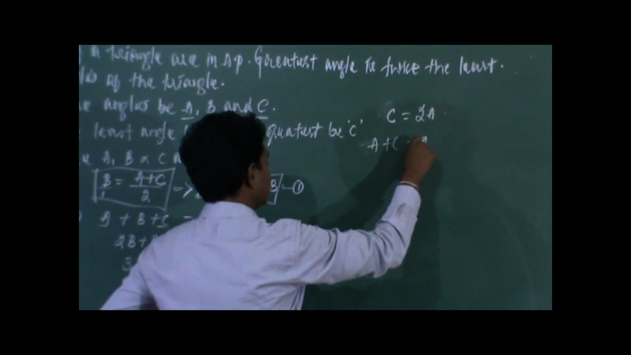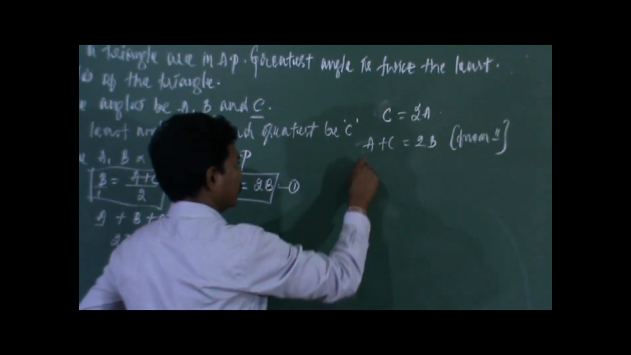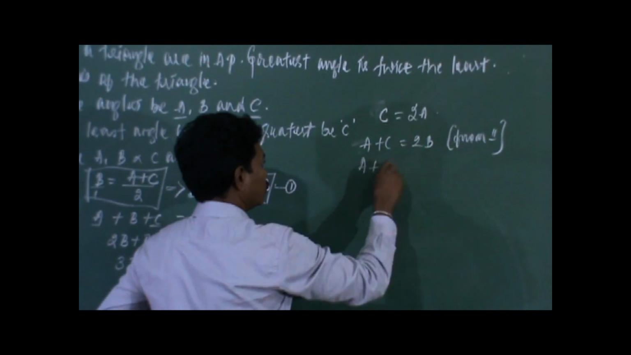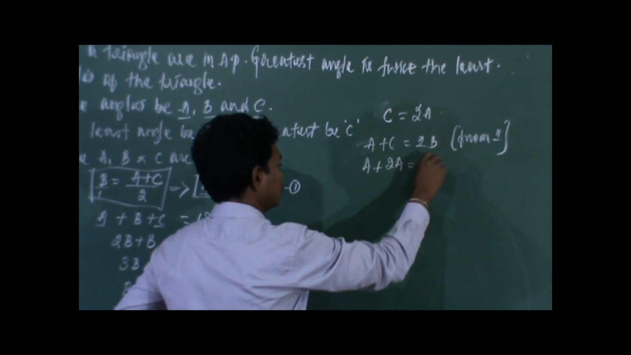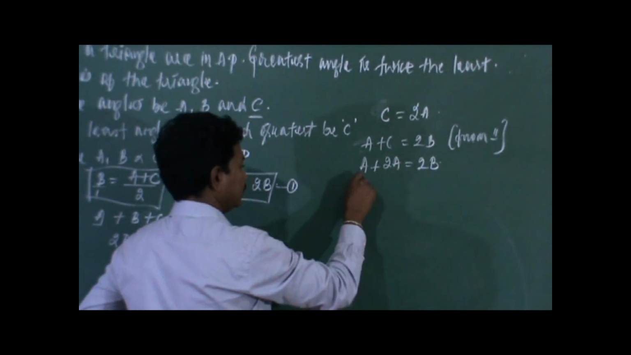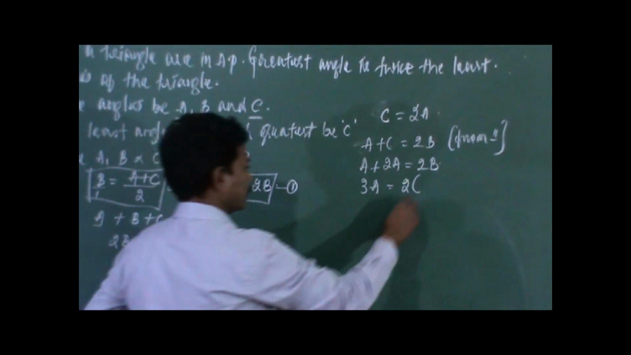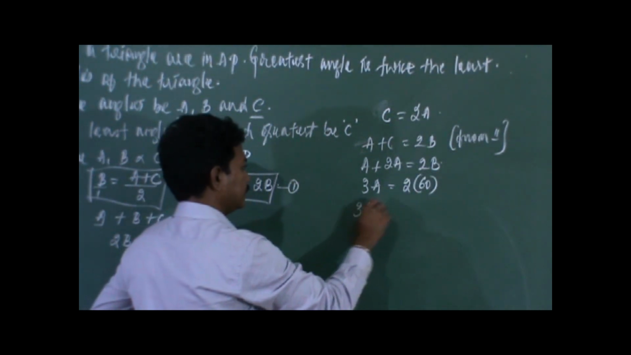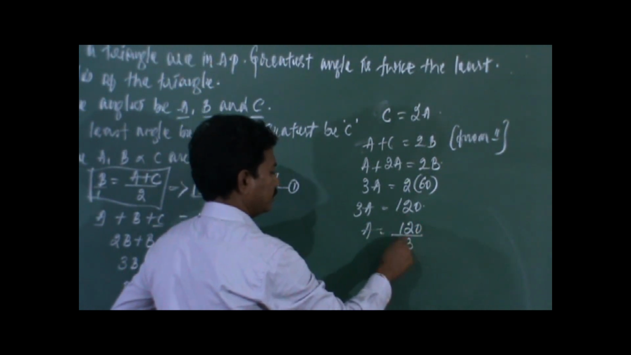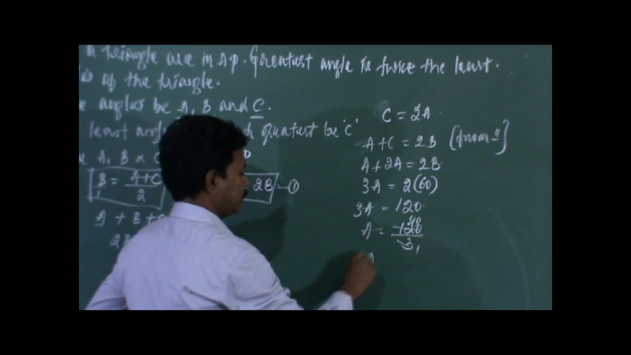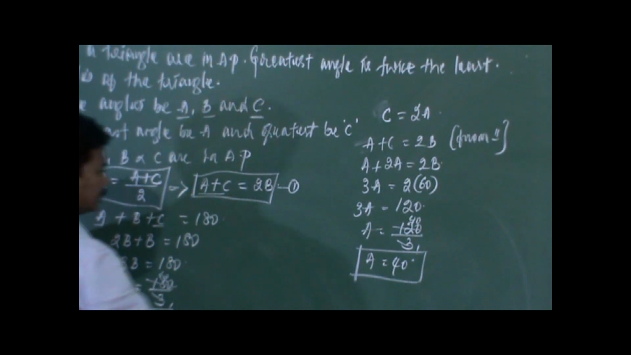A plus C is equal to 2B, from equation 1. So we'll substitute C, that is 2A, instead of C here. So A plus 2A is 3A, is equal to 2 into the value of B, which is 60. So 3A is equal to 2 into 60, which is 120. So A is equal to 120 by 3, that is 40. So A is equal to 40 degrees. So we have got two angles, one is B and another is angle A.